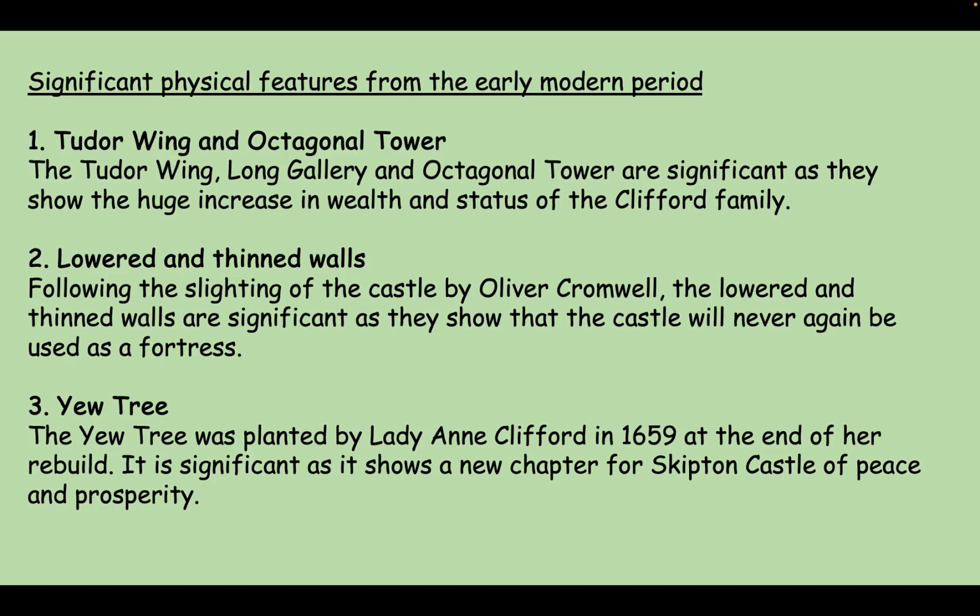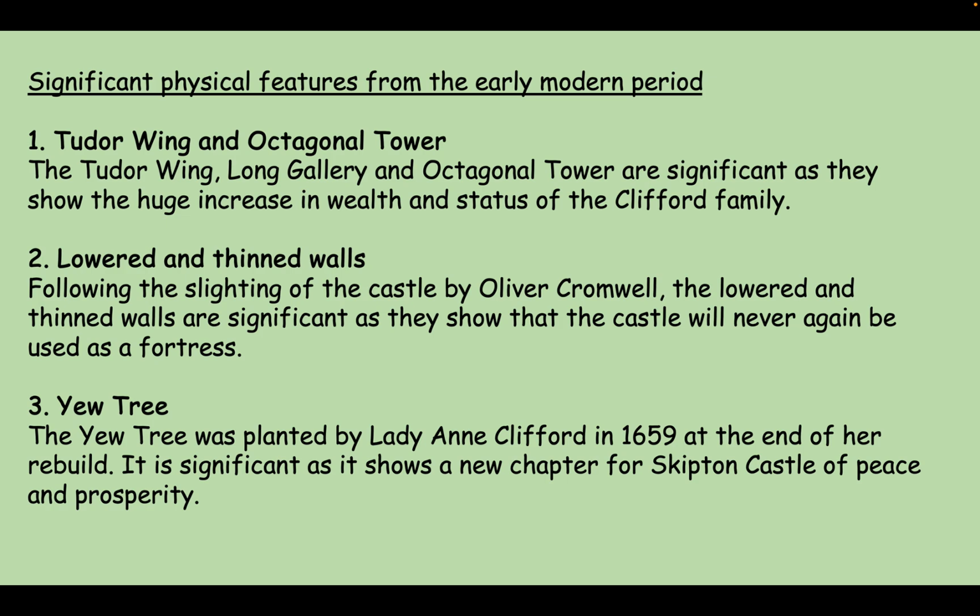In terms of significant physical features from the early modern period, significant physical things about the castle that you could talk about, the Tudor wing and the octagonal tower. We've already mentioned that they're built because of the huge increase in wealth and status of the Clifford family. So you could talk about the Tudor wing and the octagonal tower as being significant because they show that increase in wealth and status of the Clifford family.